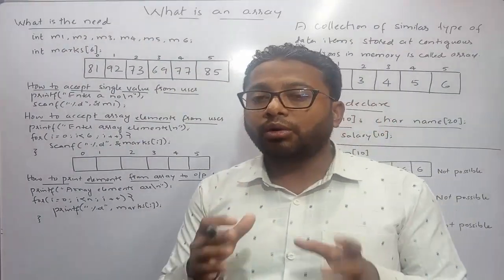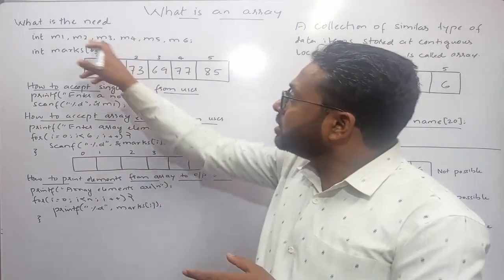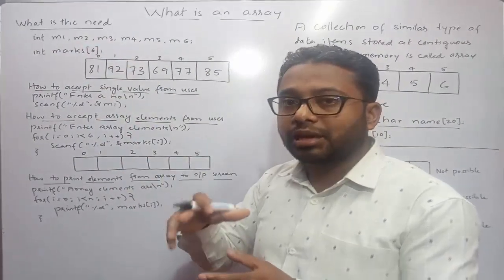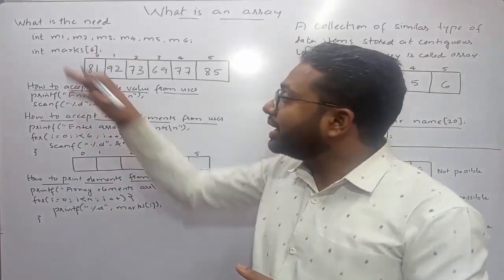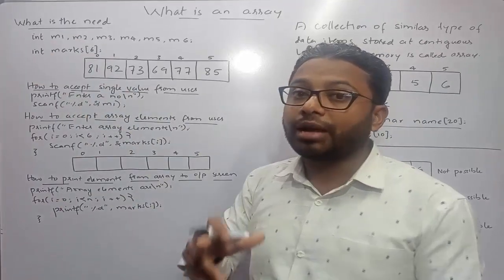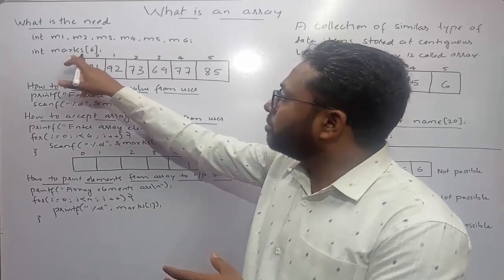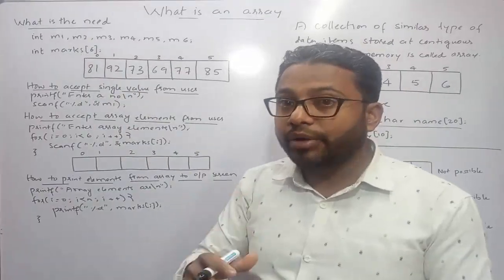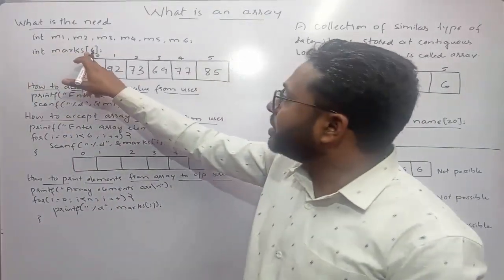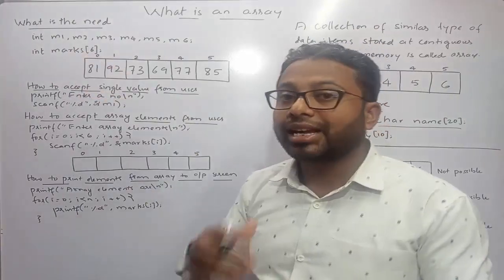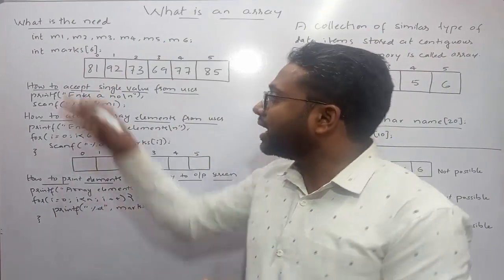But if you know how to use an array, then this storing of 6 subject marks can be done by declaring only one variable of type array. As you can see here, I have created a variable marks, and this marks is an array variable of type integer, and the capacity of this array variable is 6. That means I can store 6 numbers inside this array.